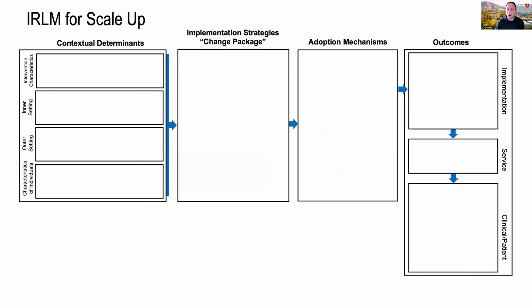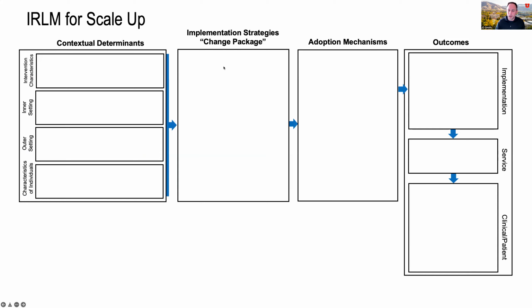So in this case, we have all of our primary elements of the implementation research logic model. The only thing that I've changed here is that I talked about the implementation strategies as a change package, simply to align with the IHI model's terminology.